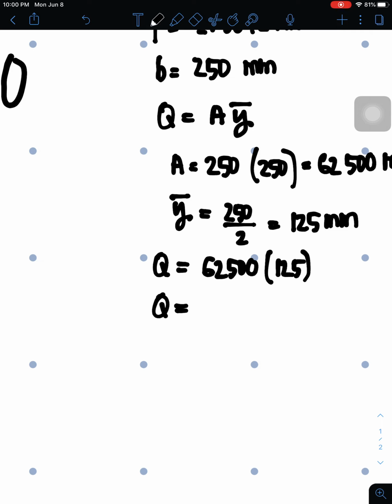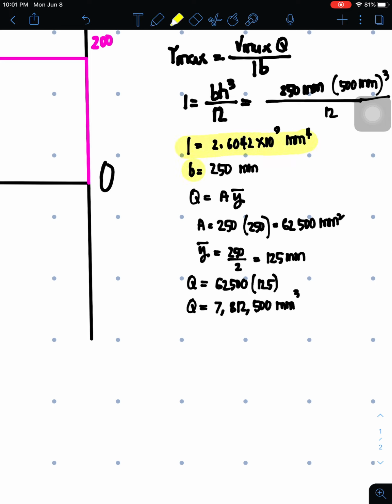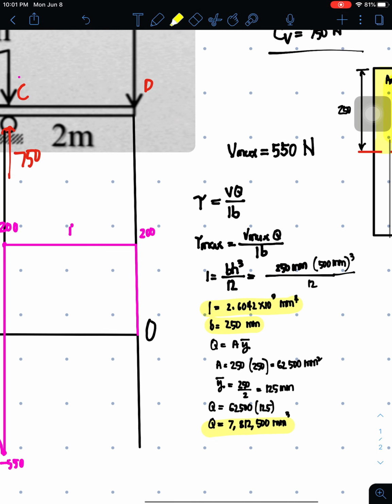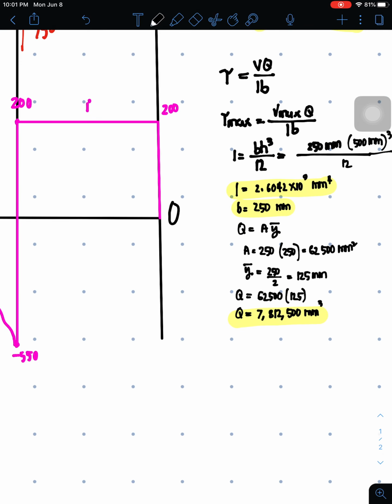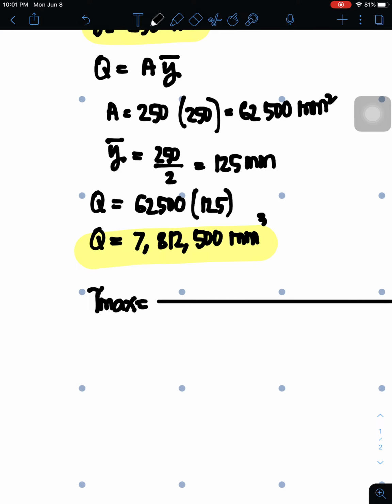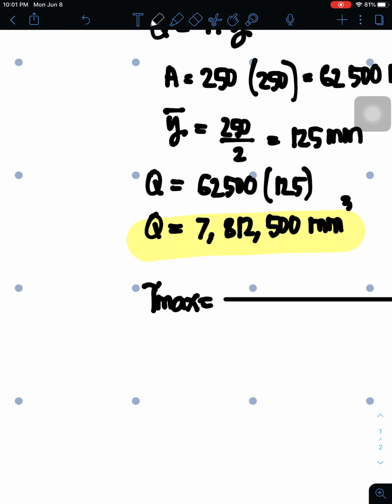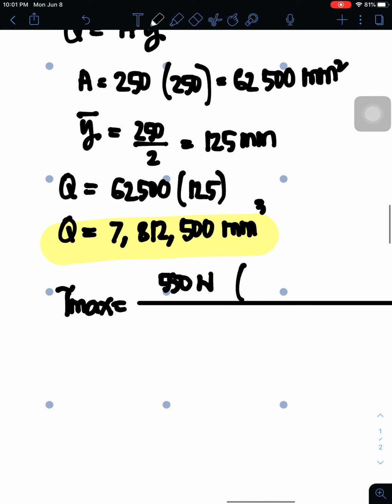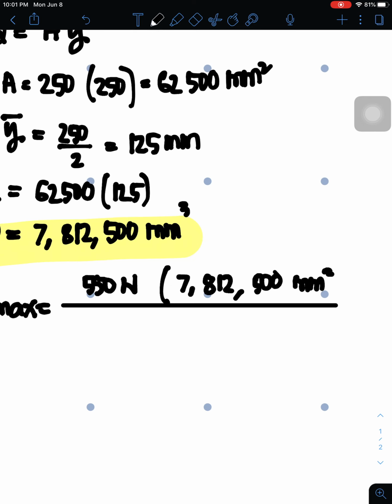Alright, so with that, we can now use the area as 62500 times 125 as the bar y, and we now get the Q. 62500 times 125, the answer is 7,812,500, and the unit is millimeters cube, because an area is in square millimeter, then bar y is in millimeter, so you have cube. All right, so let's collect these values because we will now be substituting this. And do not forget also that our shear max is 550. So mag-get na nato ang maximum shear, and that's equal to the maximum shear force, no? So the maximum shear force is 550 newtons, with the Q equal to 7,812,500, and this is in mm cube.